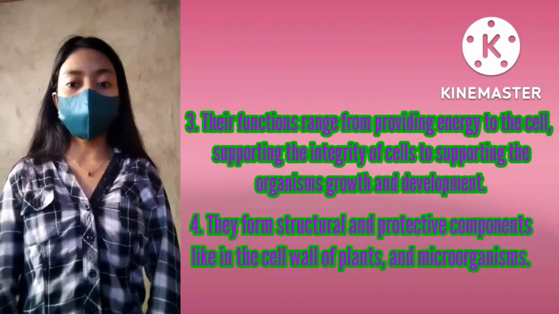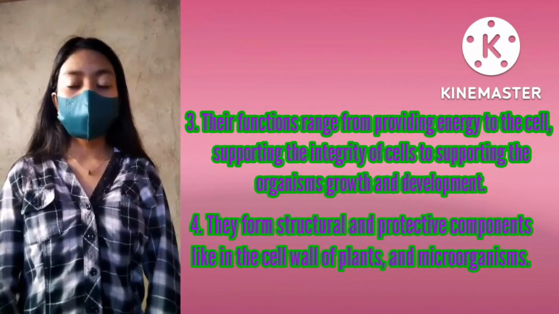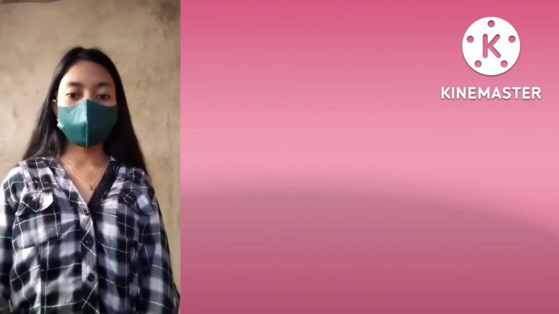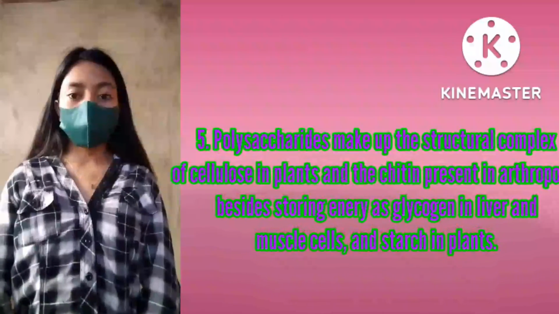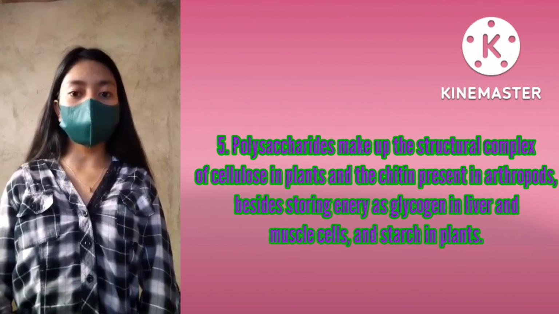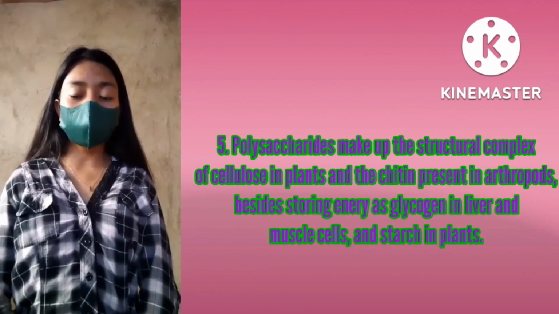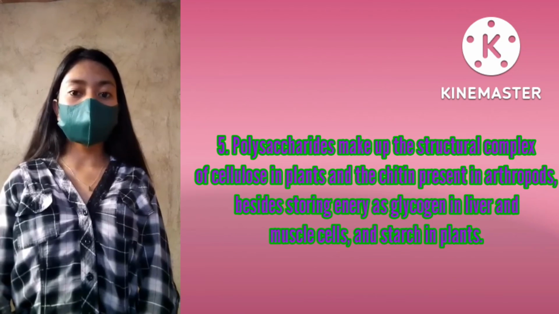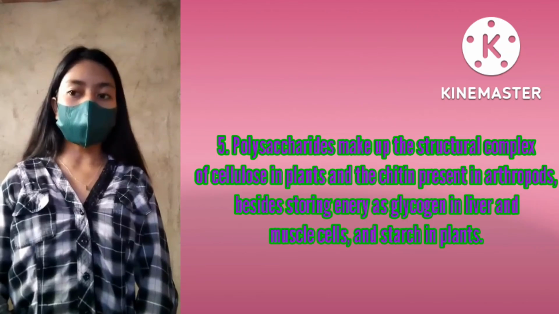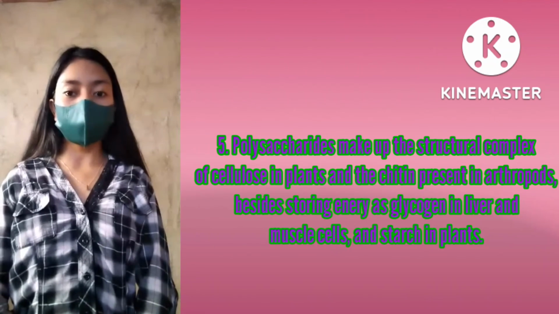4. They form structural and protective components like in the cell wall of plants and microorganisms. And last is number 5. Polysaccharides make up the structural complex of cellulose in plants and the chitin present in arthropods, besides storing energy as glycogen in liver and muscle cells and starch in plants.